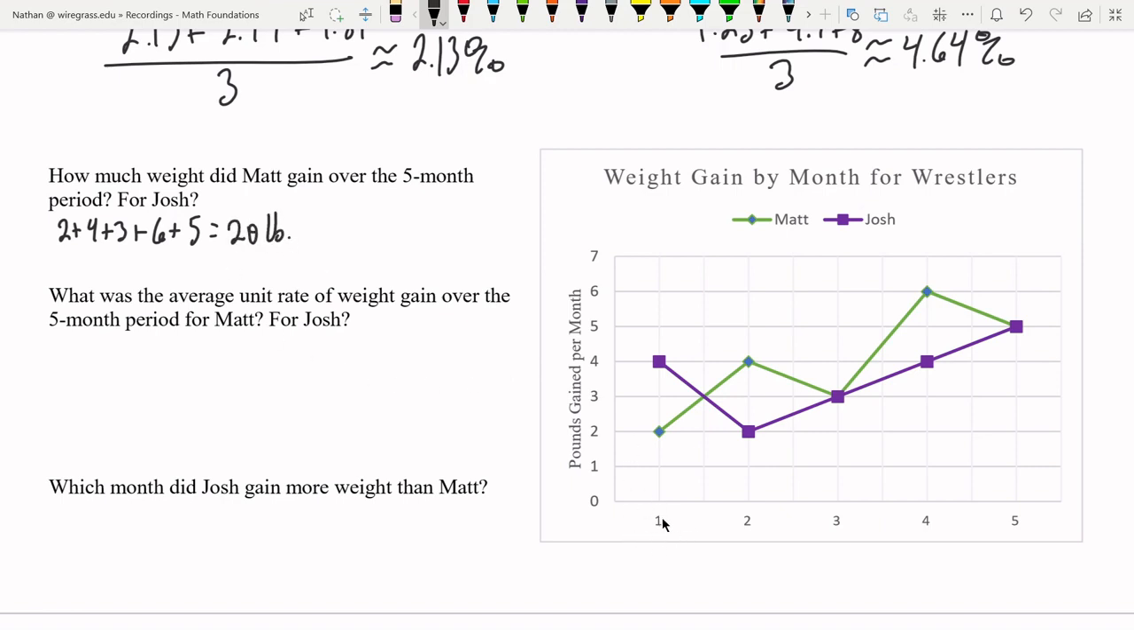And Josh, so this is of course the month on the bottom here. This is the pounds gained. So we're in the first month, Josh is in the purple. Josh gains 4 pounds in the first month, gained 2 pounds in the second month, then 3 pounds in the third, 4 pounds in the fourth, and then finally he gained 5 pounds in the fifth. So 4, 2, 3, 4, 5.